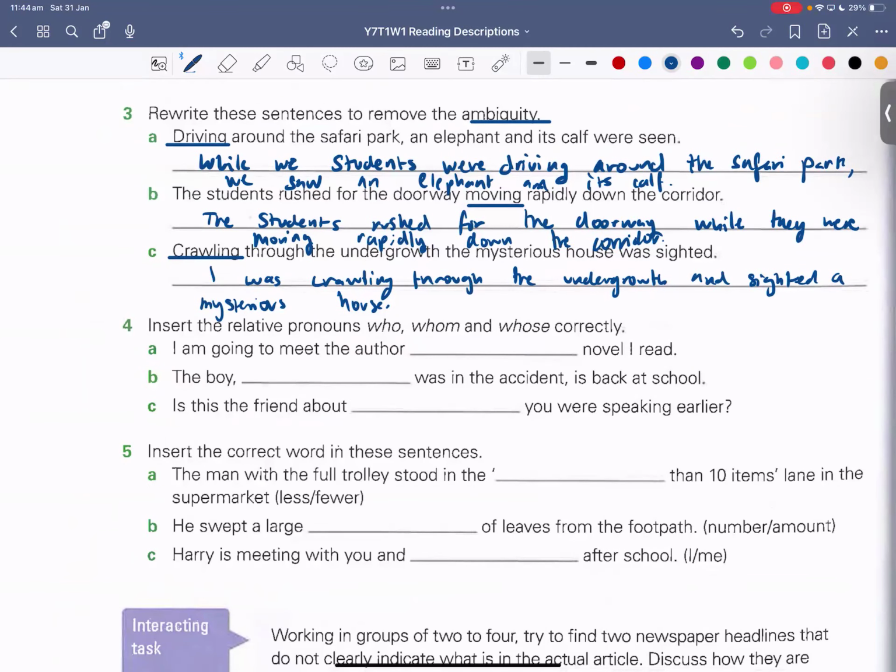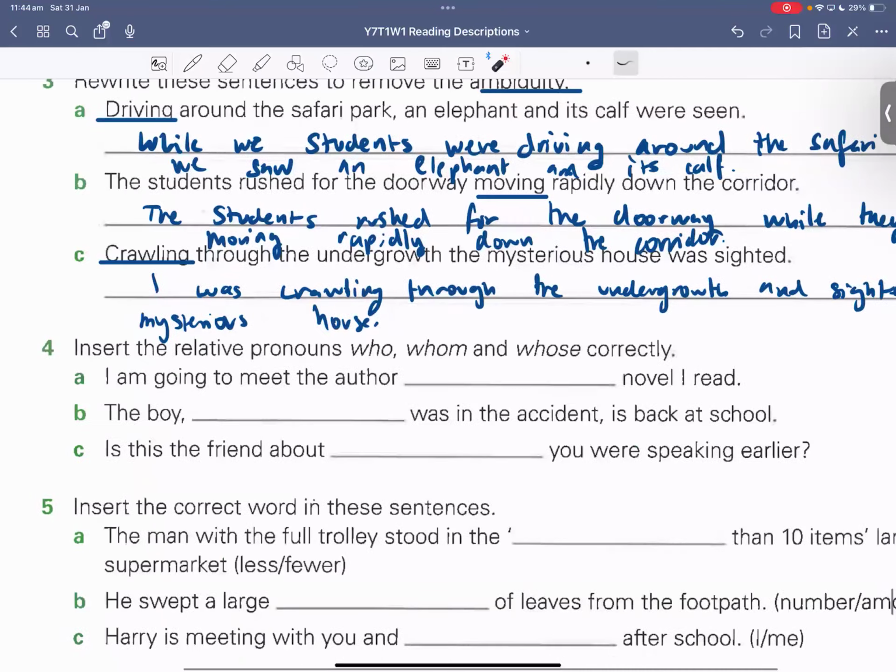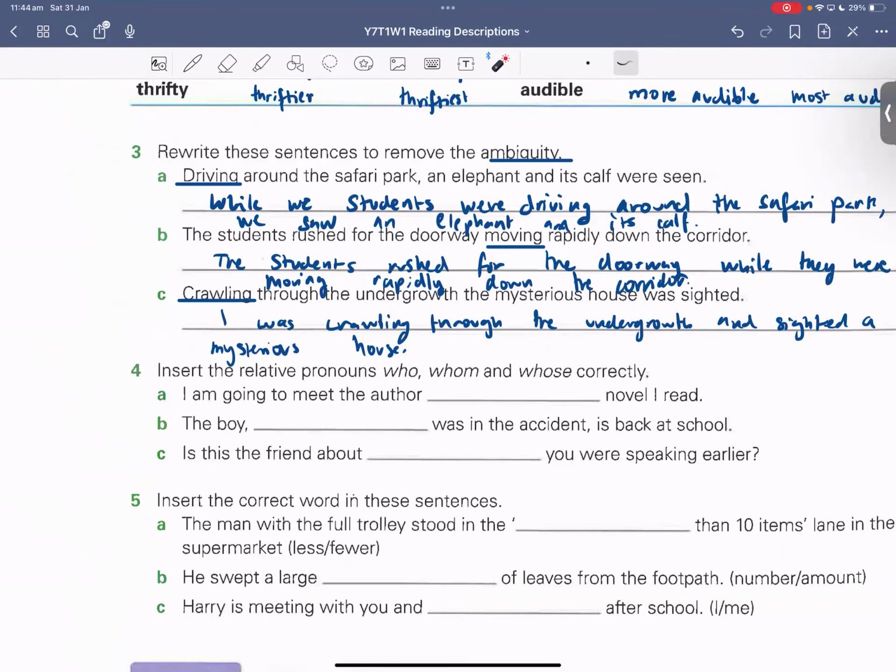Insert the relative pronouns who, whom, and whose correctly. So we are choosing, guys, between who, whom, and whose. Okay, so where were we up to? Yeah. So I'm going to meet the author whose novel I read. Yes.